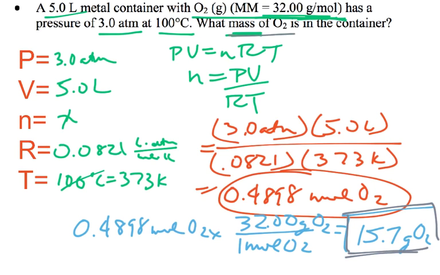So what is the mass of oxygen in the container? We calculated. So we had to do PV equals nRT, and then do one final step using the molar mass, and that is the quick check.